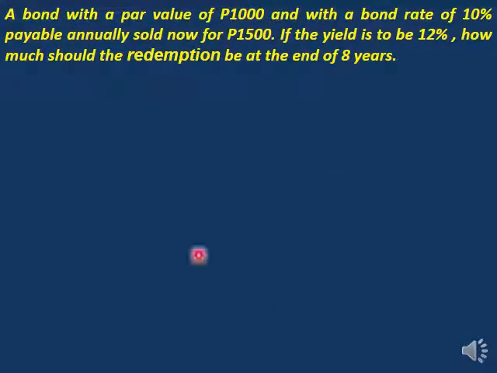Okay, let's proceed. A bond with a par value of 1,000 and with a bond rate of 10% payable annually is sold now for 1,500 pesos. If the yield is to be 12%, how much should the redemption be at the end of 8 years?